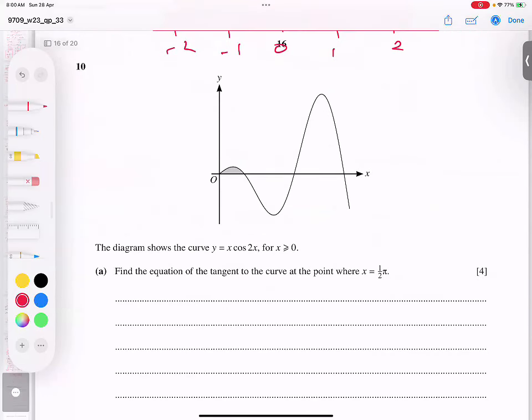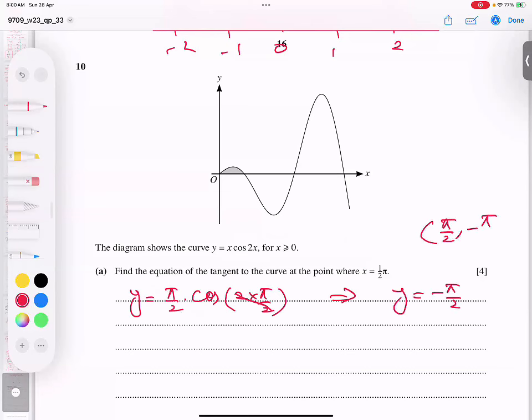Number 10: equation of the tangent to the curve at the point where x is pi by 2. Where is pi by 2? He did not give you any value, okay? So first of all, I will plug into the equation because I'm looking for the y coordinate. So pi by 2 times 2 cos of 2 times pi by 2. If I check it, cos pi is -1, so negative pi by 2. So I get the y coordinate negative pi by 2. So the point turns out to be pi by 2 and negative pi by 2.